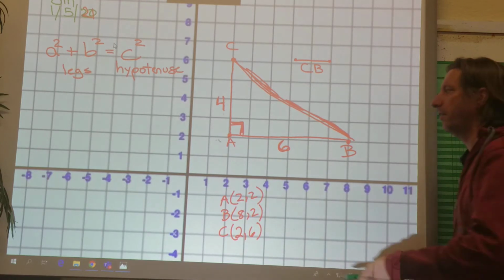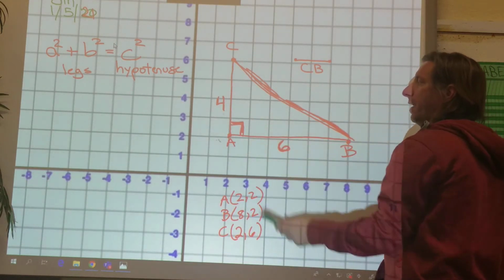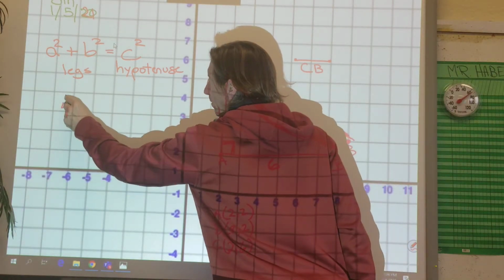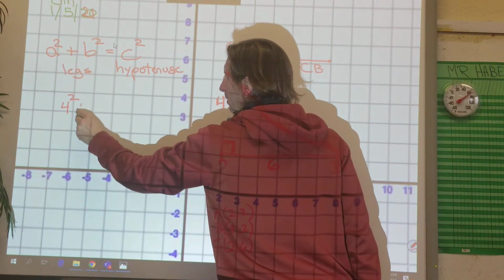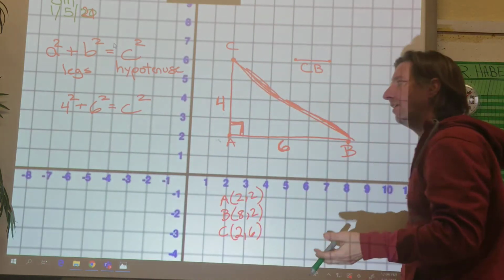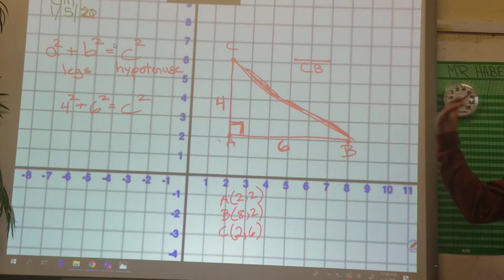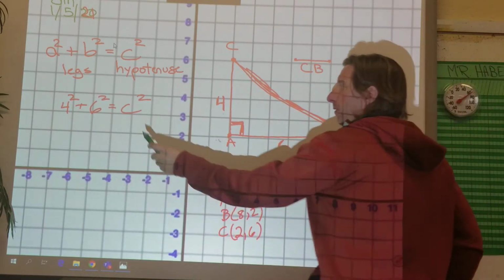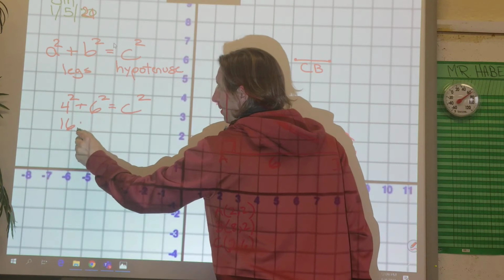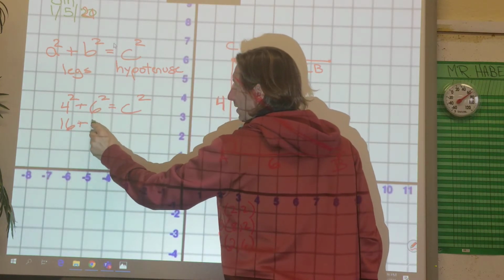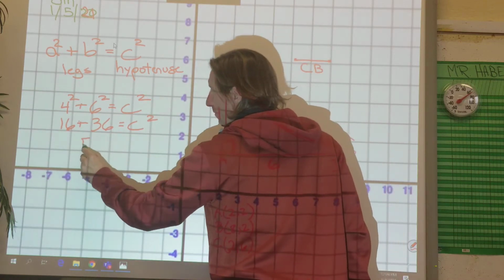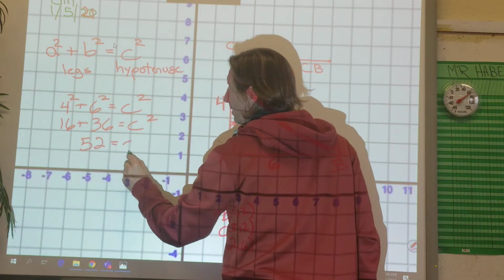So we just start plugging in the numbers. These are my legs, right? They're touching the right angle, and this is the hypotenuse. So I have 4 squared. I'm plugging that in for A, plus 6 squared equals C squared, right? From there, it's easy. Once we have that done, it's the same stuff we already did. Don't forget, this isn't 4 times 2. It's 4 times 4, which is 16. And 6 times 6 is 36 equals C squared. So I have 52 equals C squared.